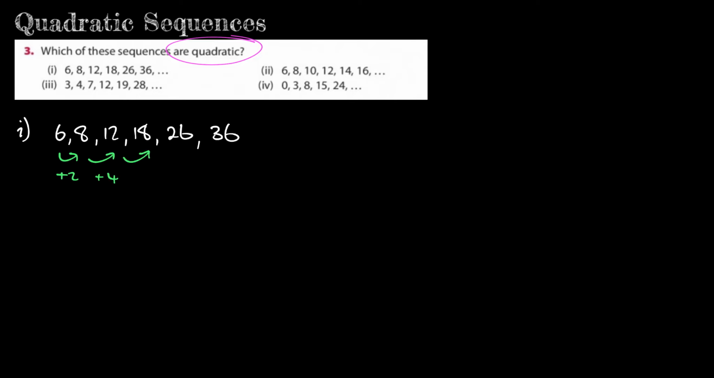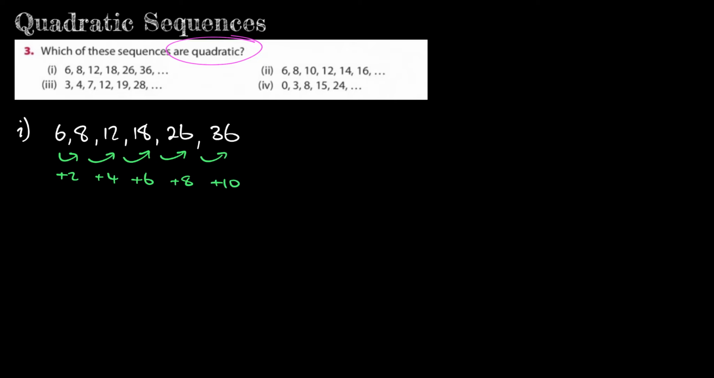6, let's number this, 6, 8, 12, 18, 26, and 36. So I want to test to see if it's quadratic. And if I'm testing to see if it's quadratic, it means the second difference has to be constant. So let's have a look. Here I've got plus 2, plus 4, plus 6, plus 8, and obviously that is going to be plus 10.